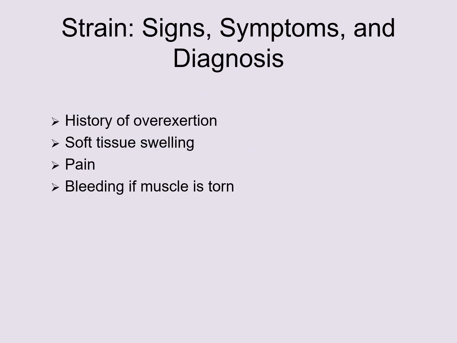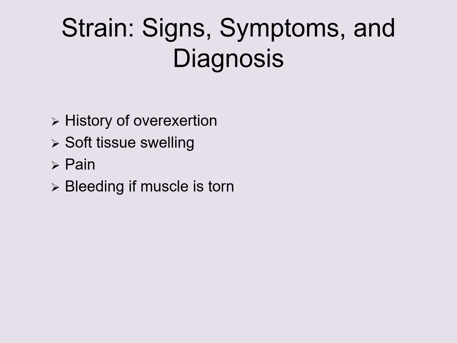So how do we actually diagnose these? Looking at signs, symptoms, and diagnoses. So history of overexertion. If you've been out playing golf, you play for the PGA or the LPGA, and you're out there every day hitting golf balls, you're going to have the possibility of straining your elbows, straining your shoulders. You could even be straining knees or other areas, because we walk, we turn, we do all of these things.